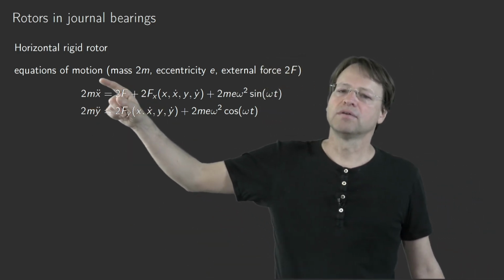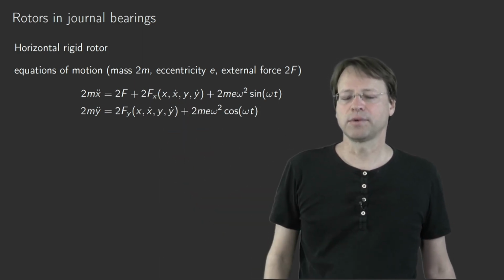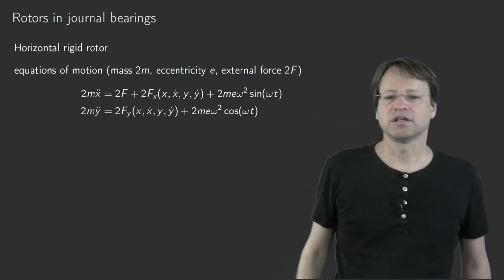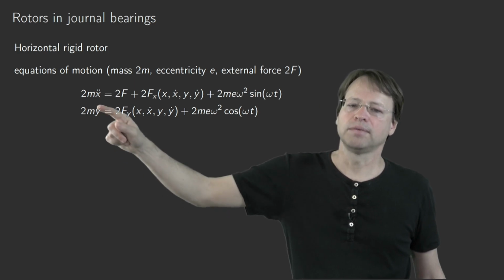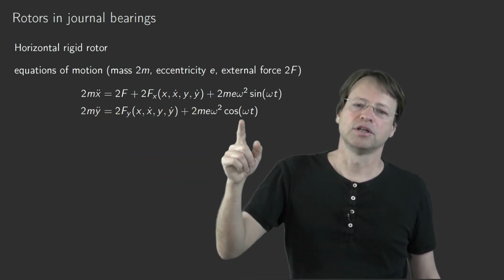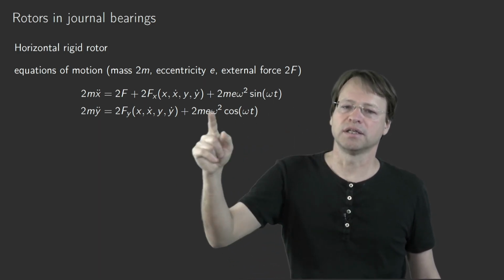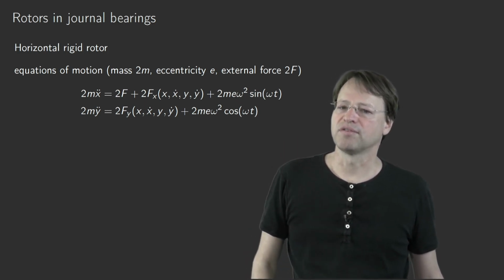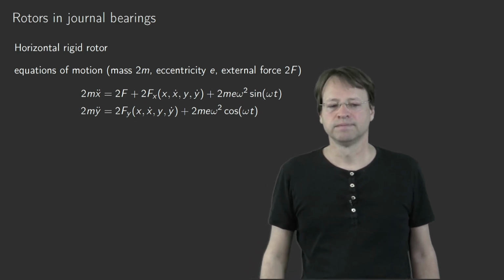So this would be the vertical direction here, the first equation with 2f pointing in the vertical direction. We are in space fixed coordinates here. And the second equation would be in the lateral direction, with again the inertia part with the bearing forces in lateral direction and with the effect of that rotating imbalance. And once again, E is the difference between the center of gravity and the geometric center of the shaft.